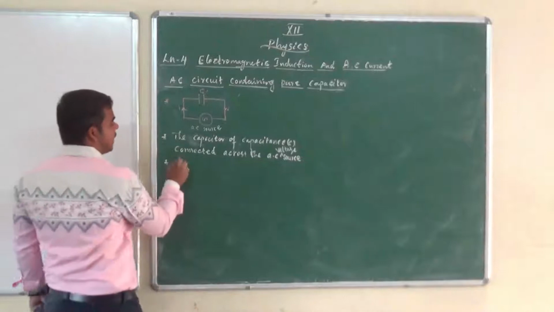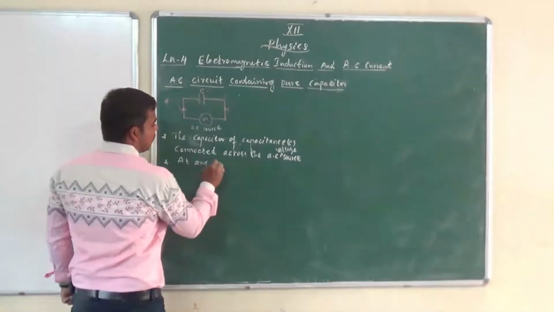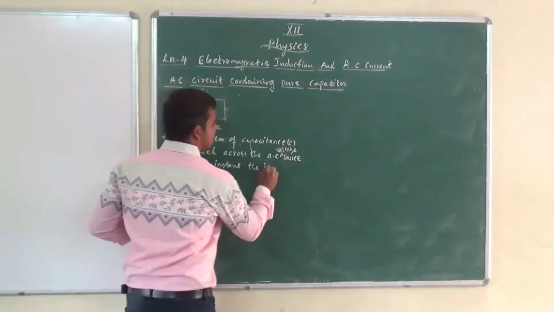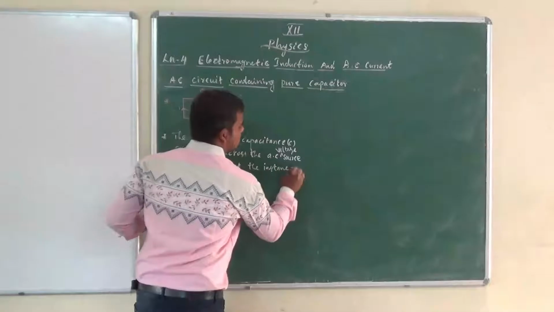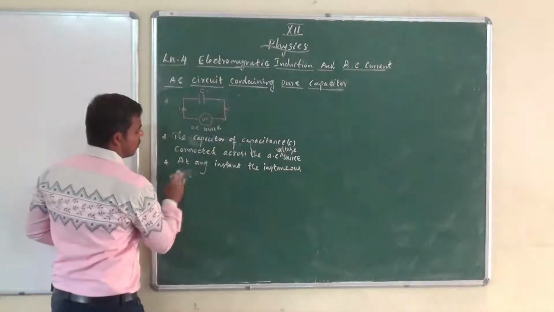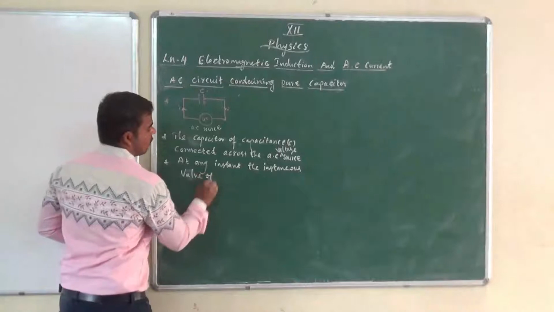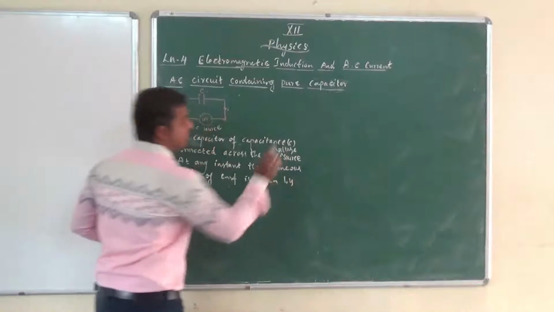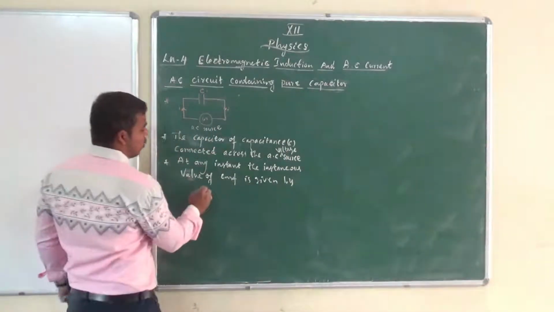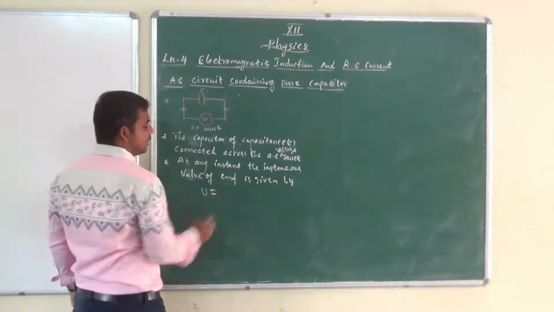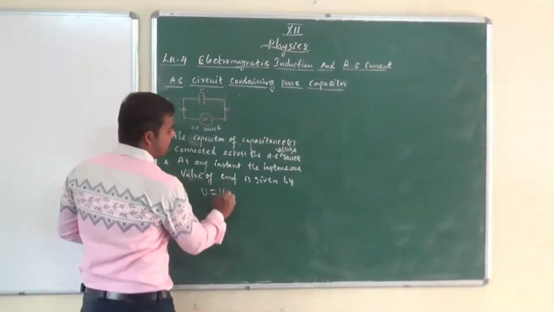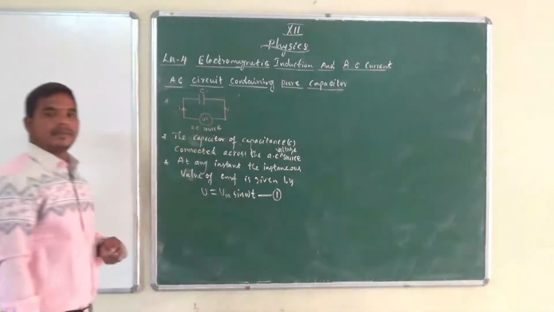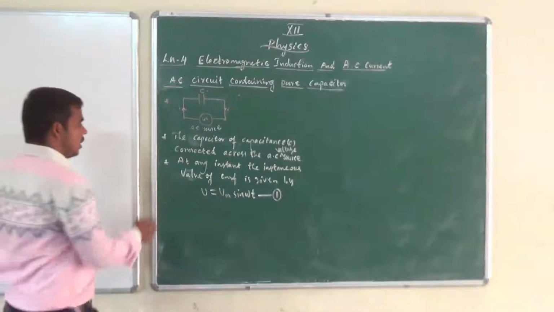Next, at any instant, the instantaneous value of EMF is given by the equation. We already discussed, no. So what is the instantaneous value of EMF at any instant? V equal to Vm sin omega t. Equation number 1.